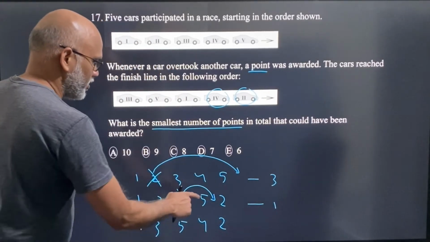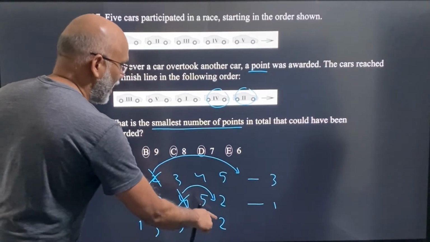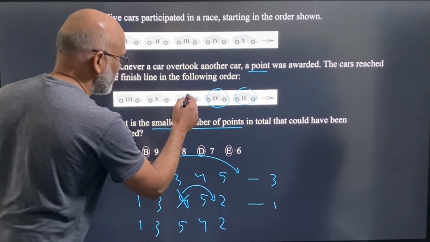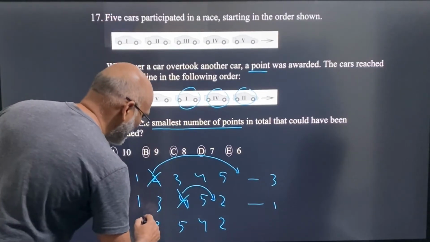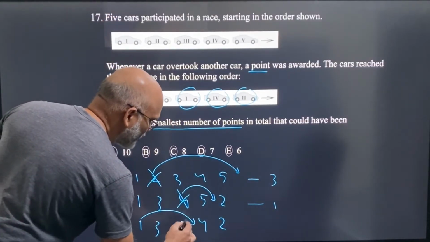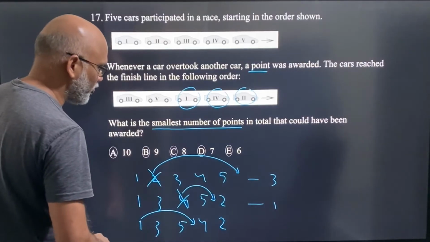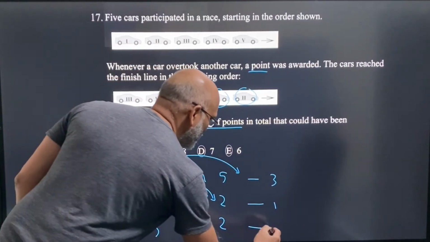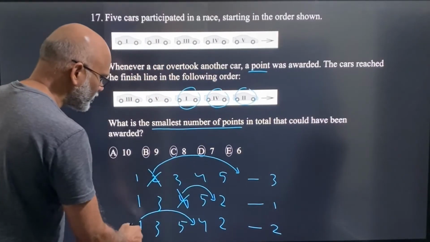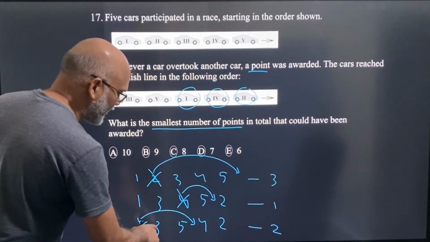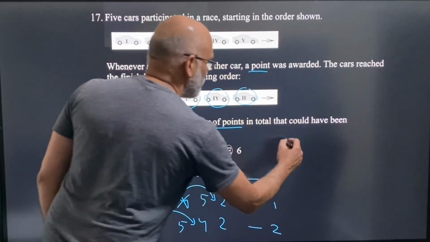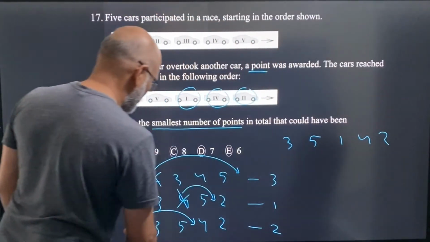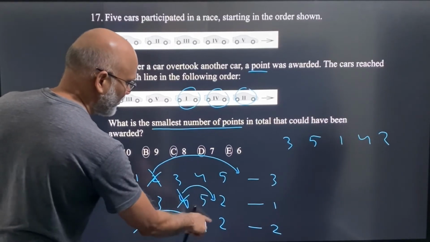So I have 2 in the front, then 4, and then I need 1 next, right? I need 1 to be here, right? And then I need to overtake how many cars? 2 cars, right? I need to overtake 3 and 5. So I need to overtake 2 cars here. Then I'm left with 3, 5, 1 goes there, 4, 2.